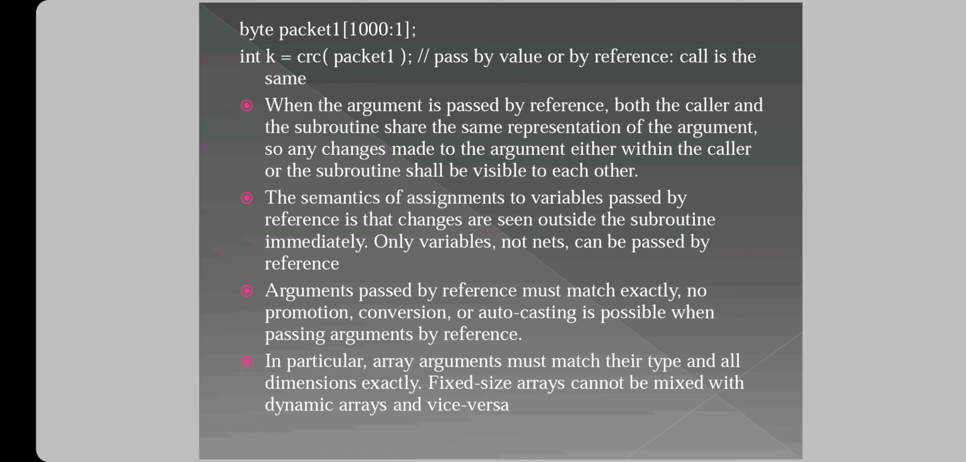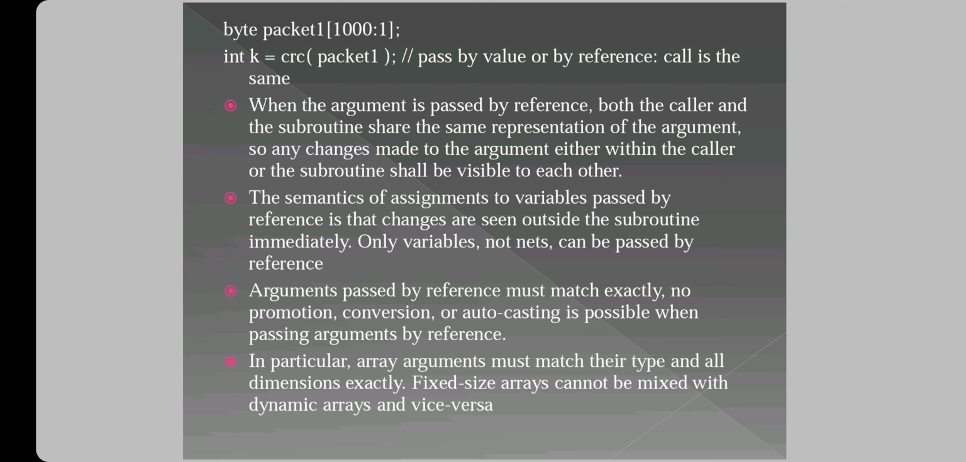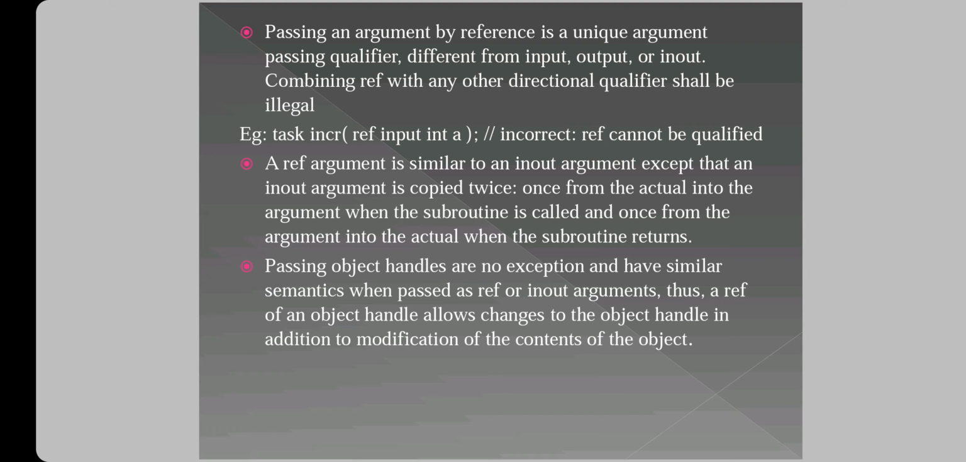Only variables, not net type variables, can be passed by reference. Arguments passed by reference must match exactly; no promotion, conversion, or auto casting is possible when passing arguments by reference. In particular, array arguments must match their type and all dimensions exactly, and fixed size arrays cannot be mixed with dynamic arrays, and vice versa. We have discussed this point in arrays itself, when they are passed as arguments to a function or a task.